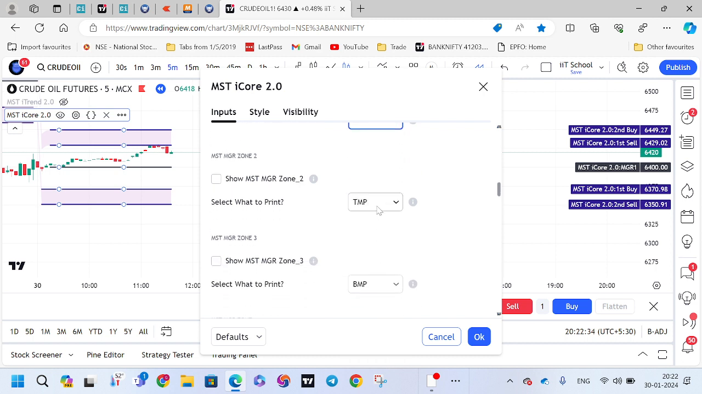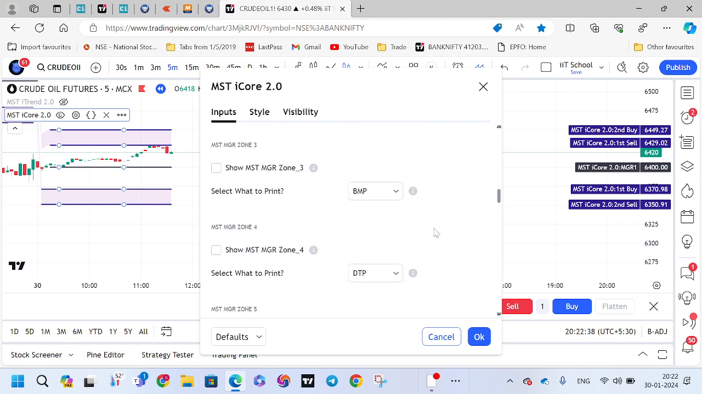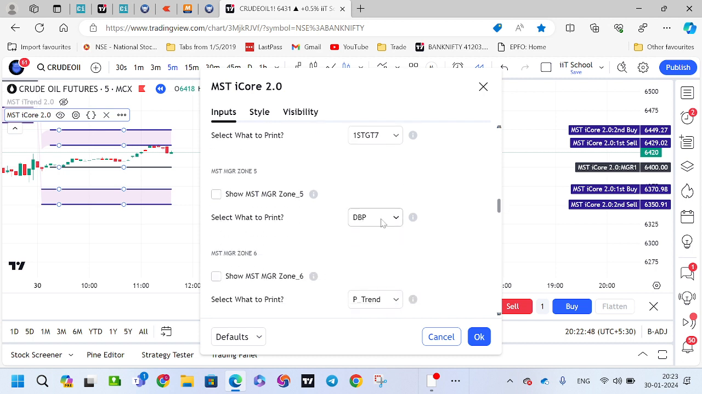If you want, because crude oil movement will be very high, you can enable the extra targets. I have given some 4 to 8 targets. So how many targets you want, that many targets you can add yourself.